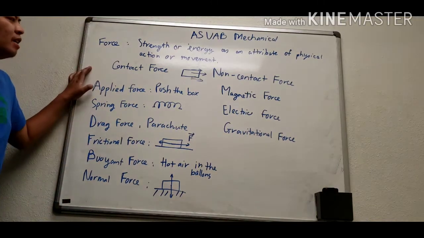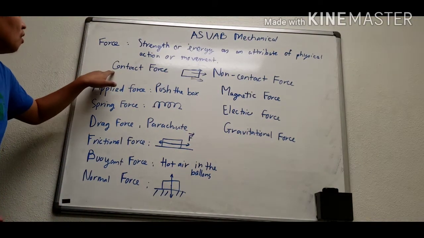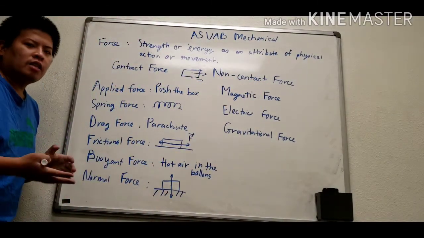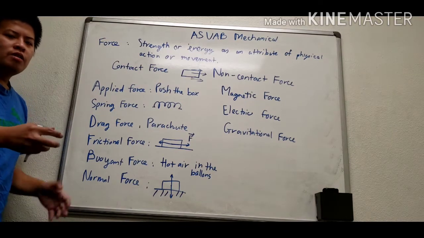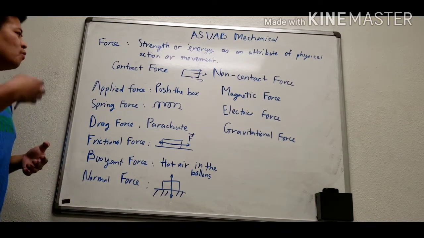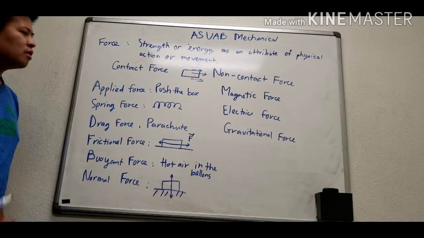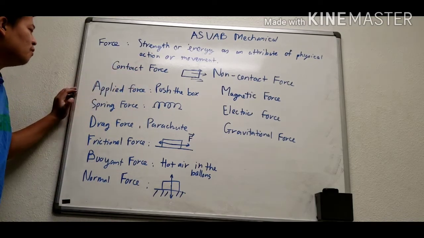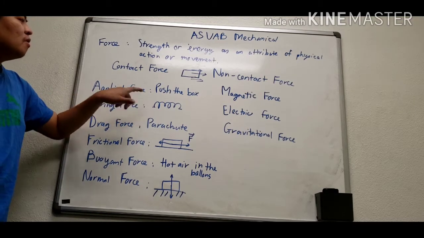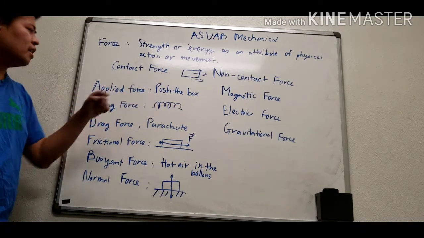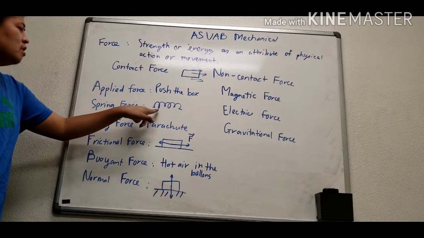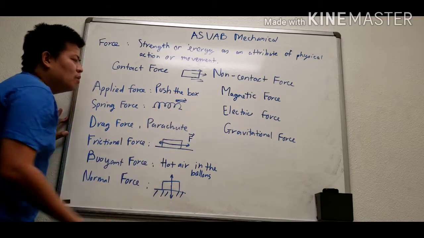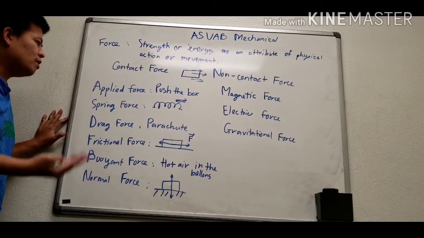So there are two types of force: contact force and non-contact force. Contact force means we need to touch or carry. That's why we have the contact force. We have different kinds of contact force. First, we have the applied force. For example, we push the object here. Spring force is about a spring: it moves up, then returns back to normal. That's the spring force.